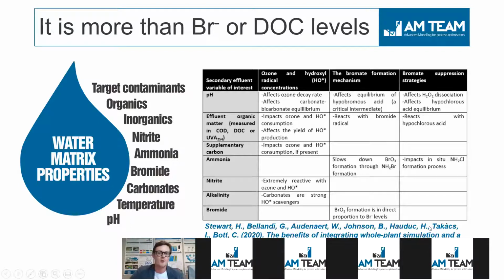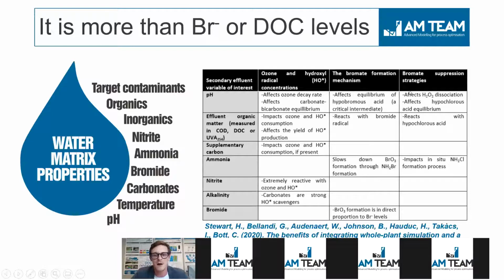But there's one table there. It is not a complete table, but it summarizes, okay, per variable, what is the impact on your system? Because some variables affect your ozone and hydroxyl radical levels, but other variables also affect the bromate formation mechanism as such. pH, for example, has an impact on all of them, including bromate suppression strategies. Even if you dose peroxide to suppress bromate, pH has an impact. So it means if pH changes, all of these 3 things change simultaneously.